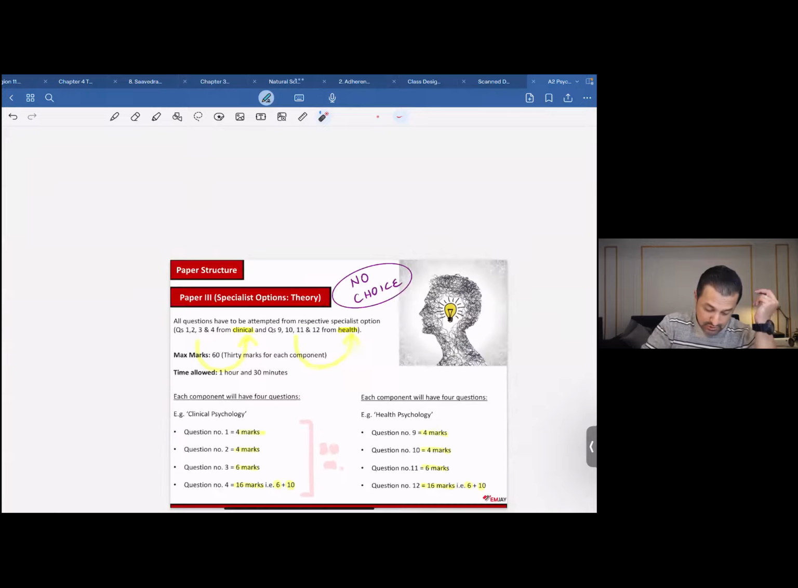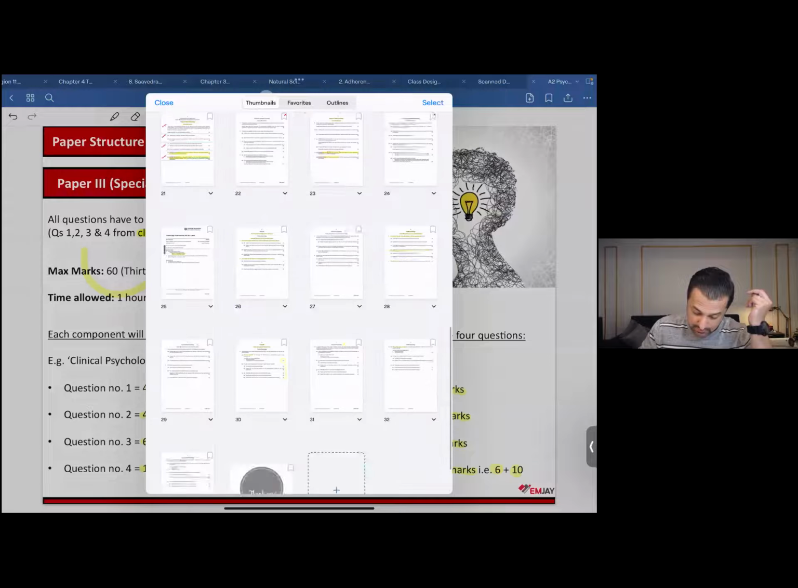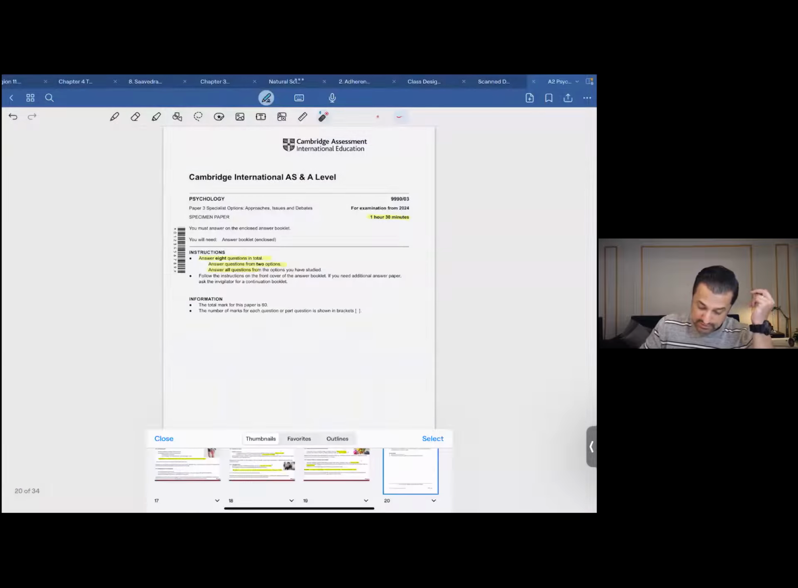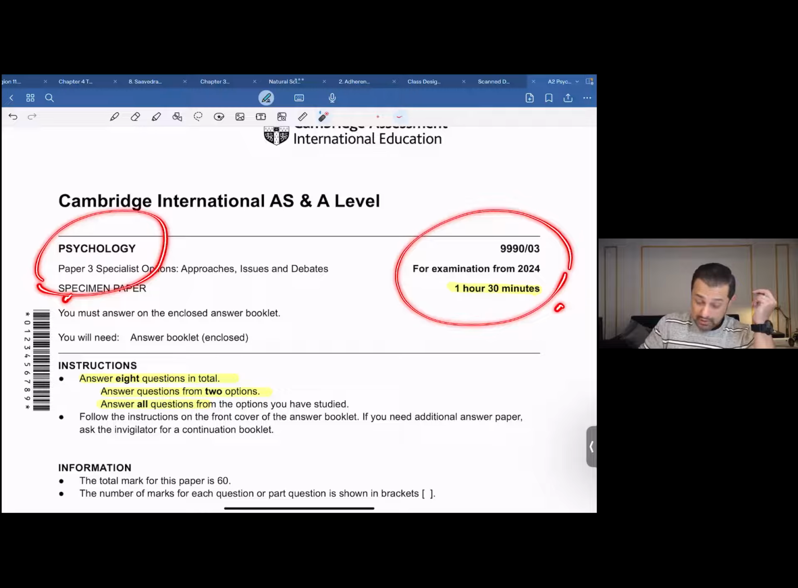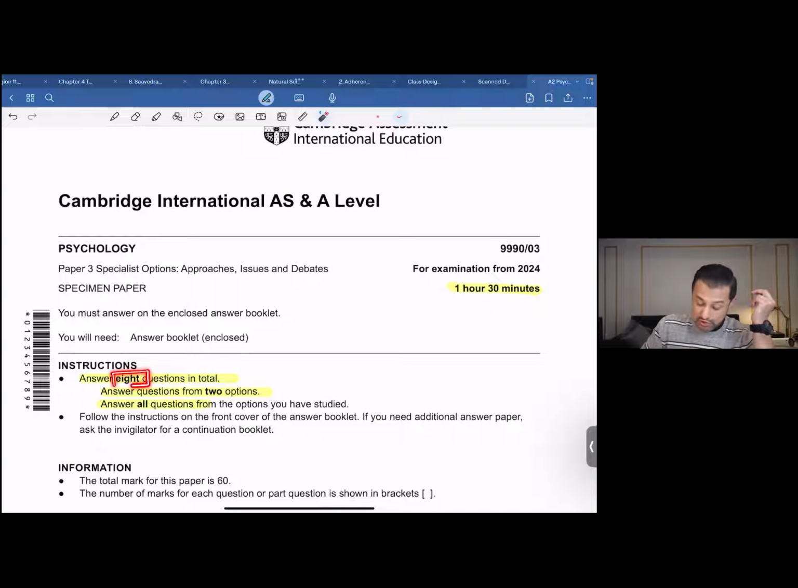I think I should take you ahead so that you could have a look at how the paper is like for a better understanding. So this is how your paper would be like. I'm talking about paper 3 over here, right? So paper 3 is of an hour and 30 minutes. In paper 3, you're expected to answer 8 questions in total, answer questions from 2 options. The examiner has emphasized 2 over here. Answer all questions from the options you have studied. When the examiner says you have studied, the examiner is very clear that the examiner does not expect you to study all of the specialist options or all of the different components that we have. Additionally, this paper is of 60 marks in total.